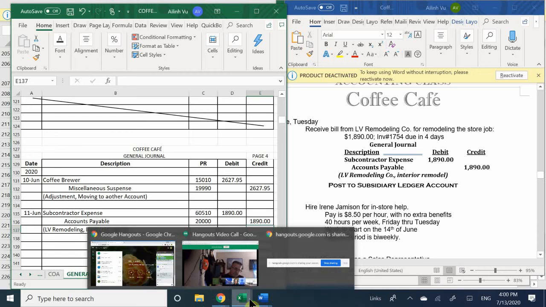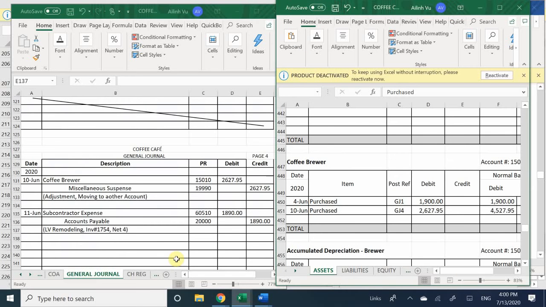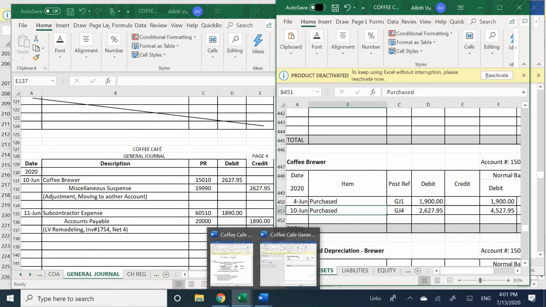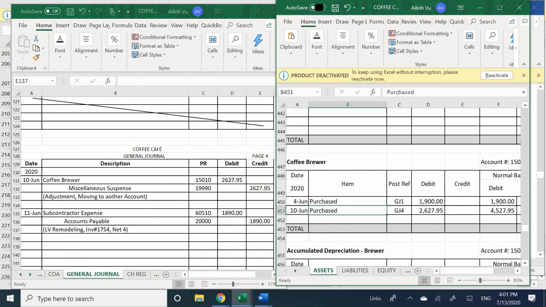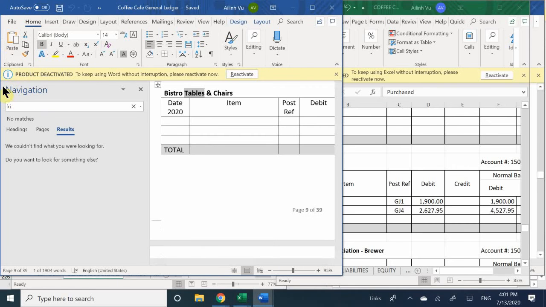So now we have to go to our subsidiary ledger. Just one second. No worries. Subsidiary ledger. I'm good. Okay, so now let's go ahead and find our subcontractor expense.